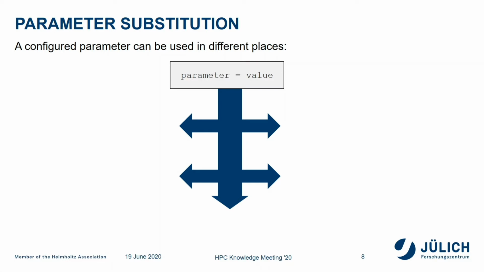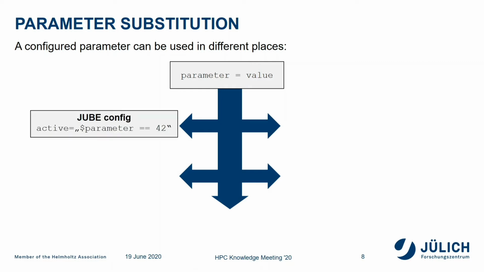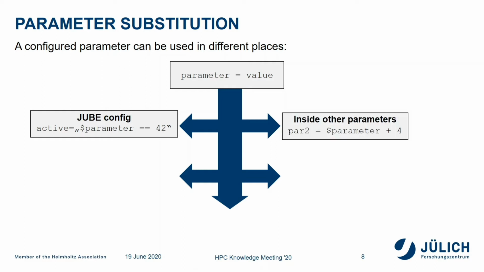A parameter is quite flexible because it's the key aspect within JUBE, so it can be used at many different places. First of all, of course, you can use parameters at different places within the configuration file. So you can use a parameter, for example, to enable or disable a specific do command. So it's similar to an if clause within a programming language. You can use a parameter inside other parameters. So JUBE allows you to do calculations or also more advanced approaches by using Python syntax here, for example, to tell JUBE to create a list of parameters and so on.